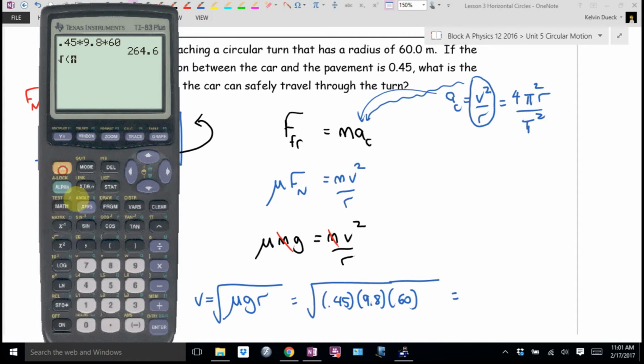Square root of that. 16.26 in kilometers per hour. This is a nice, wide, good corner. You could do this at road speed. This would be a corner that probably doesn't have a speed limit sign posted. This would be just a banking kind of a road.